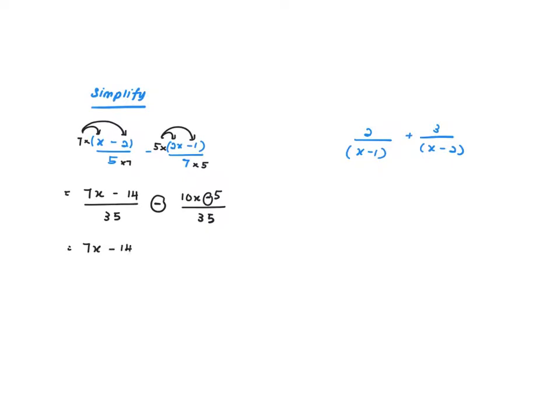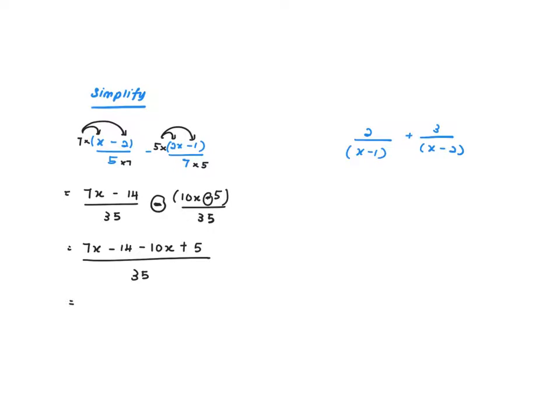7x minus 14. Now that would be minus 10x, so minus 10x. But then negative and a negative will turn into a positive 5 over 35. Now the reason is because there is still a bracket here, so we need to ensure that we multiply the sign as well.